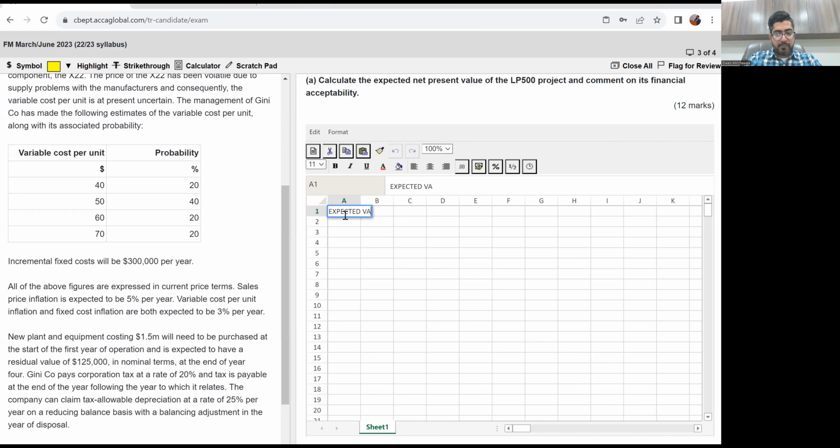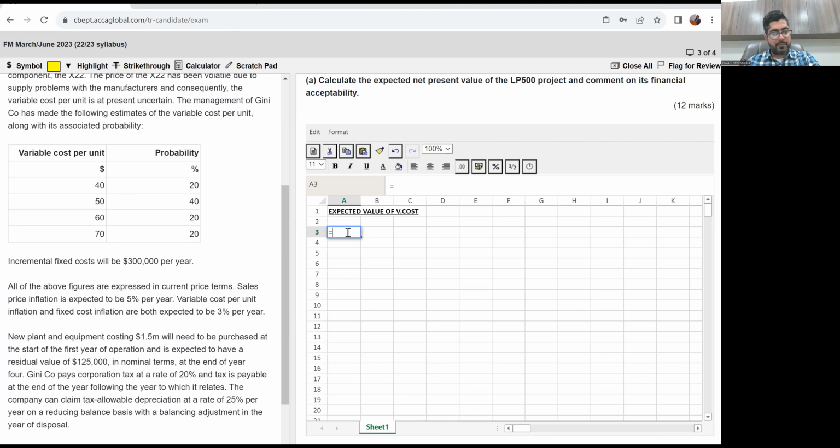expected value, EV, of variable cost, because whenever multiple options and probabilities are given, you need to find the EV. So if selling price and probabilities are given, EV. If variable cost probabilities are given, EV. If fixed cost probabilities are given, EV. So here you need to find the EV.